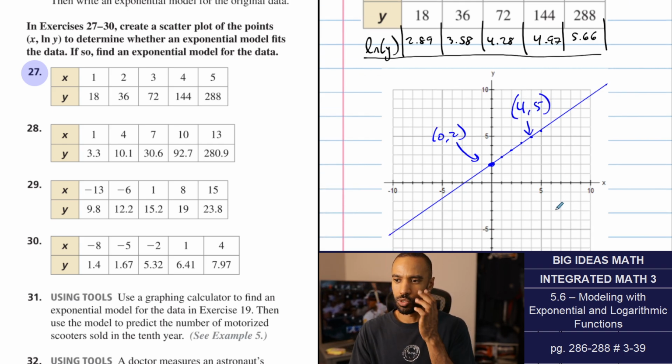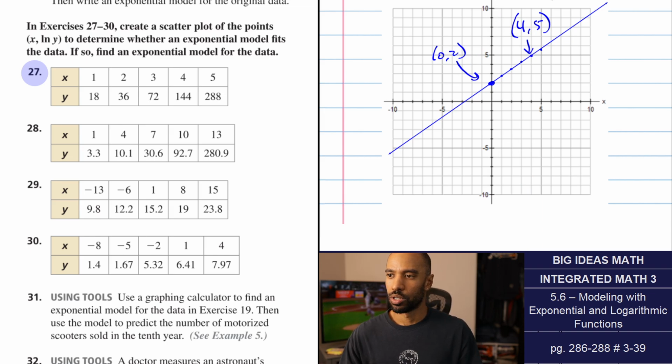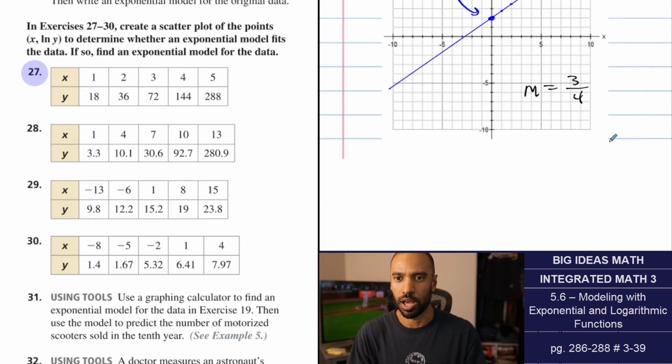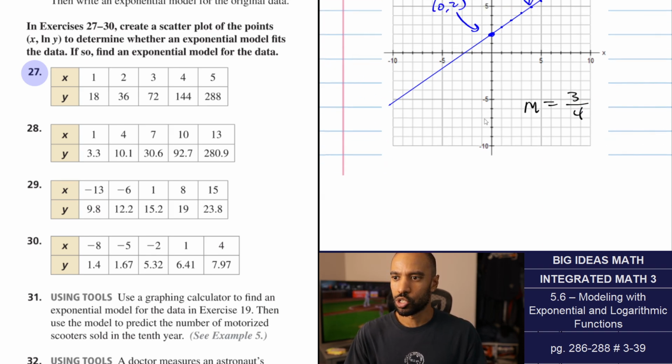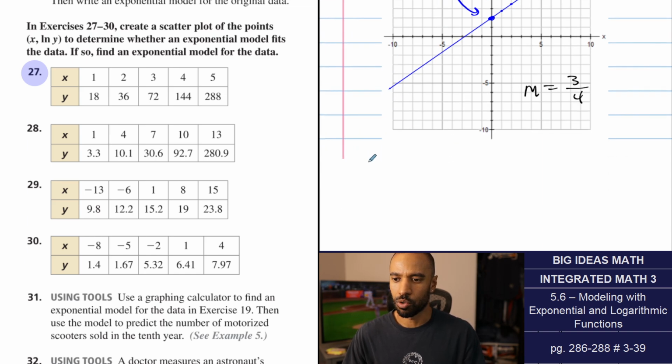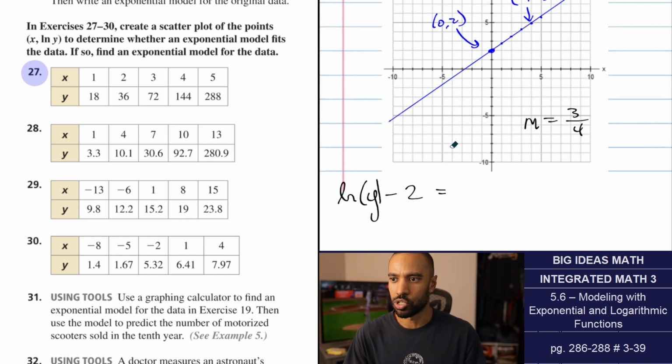All right, so I'm going to use those two numbers. Let's do slope is 5 minus 2 over 4 minus 0, so 3/4. Remember, these are natural log bits. Let's choose (0, 2) as our point here. If the y-intercept is 2, then we can just use that. So natural log of y equals mx plus b, 3/4 x plus 2, like that.